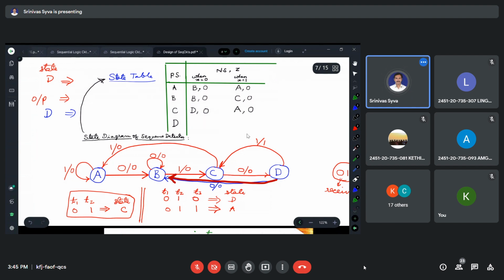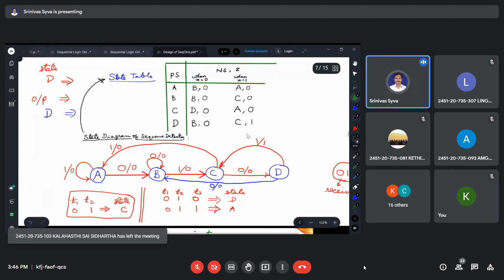Now let us make the entry in the state table corresponding to this bit. So we are in D. I have received 0, that is when x equal to 0. The next state will be B. Output will be 0. And again, if we receive 1, what happens? Next state will be C, and the output will be 1.